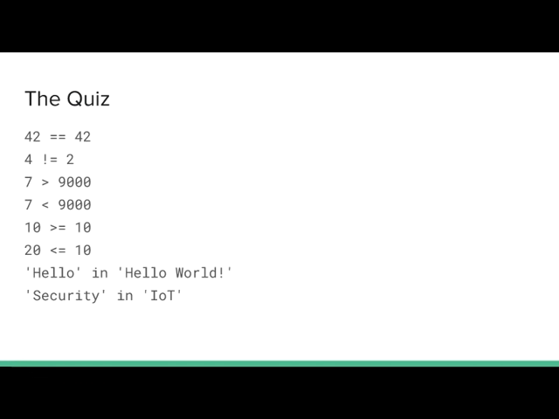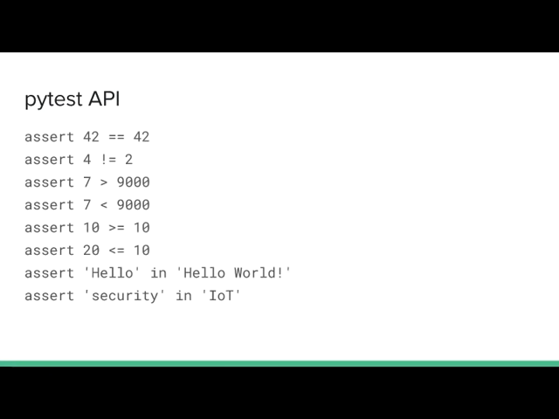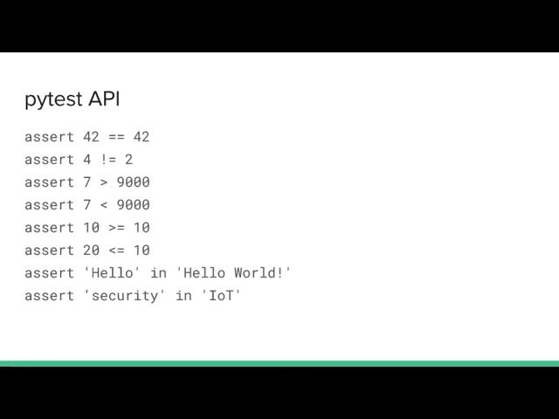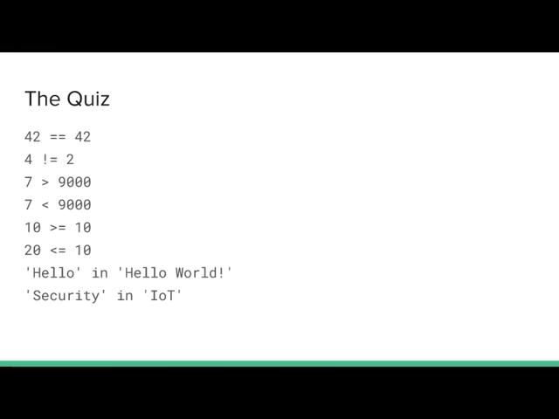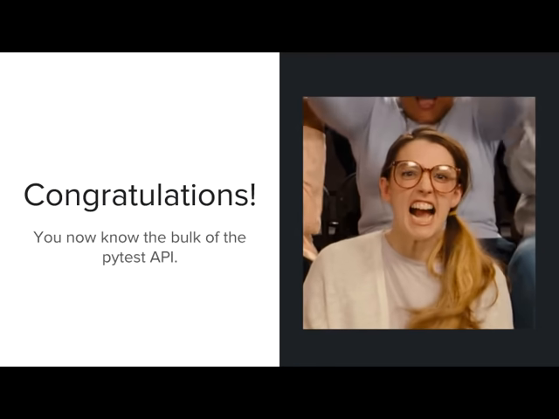So here's the quiz. These are a bunch of assertions. In that time frame, you all have managed to learn the bulk of the PyTest API. Let me do that again. There's the assertions. Okay? We getting it? Got it? All right, cool.